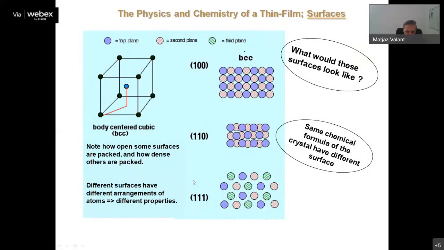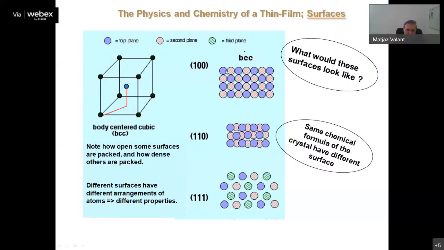As I said before, there are some properties that are governed by the relationship between the crystal structure of the substrate and the crystal structure of the surface. Now I'll give you here an example of a body-centered cubic structure, and how the surface of such a material looks if it is cut in different crystalline directions.